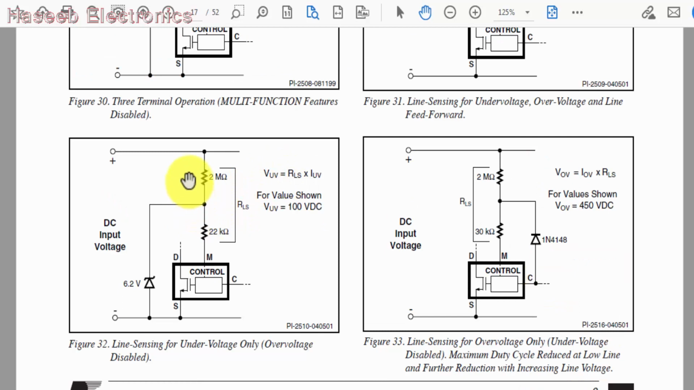If it is connected in this configuration with a 6.2 volt zener and 22k and 2 mega ohm resistors, this will work only for under voltage. Over voltage function will be disabled. If it is connected with 2 mega ohm, 30 kilo ohm and a 1N4148, this will sense only over voltage. Under voltage function will be disabled. Its component configuration will change its behavior.